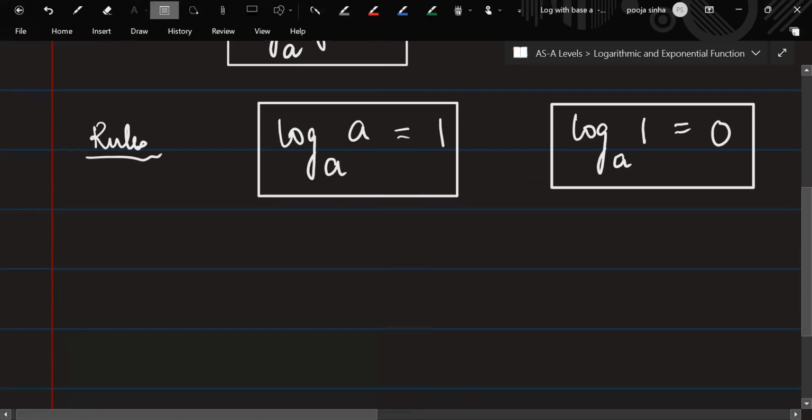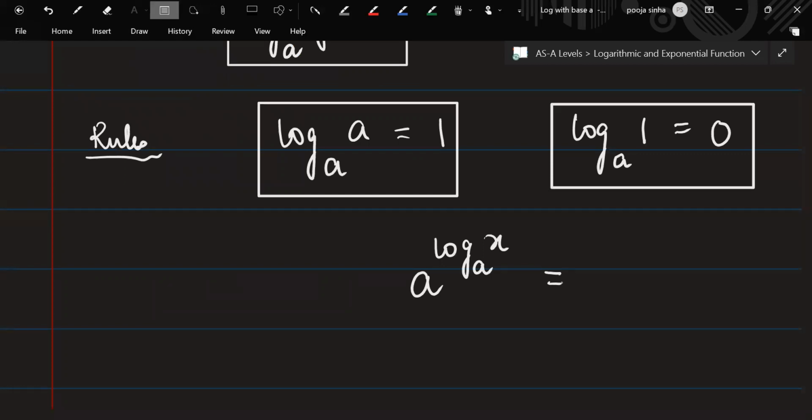One more thing here. A raised to power log of x to the base A, this should be equal to x. But you need to think about it. This is a kind of rule, but think about it. What will be the answer to this? I'm writing it as a rule because you will see this many times. But we need a quick answer for this because you need to remember it.